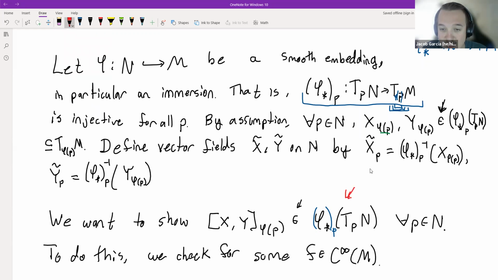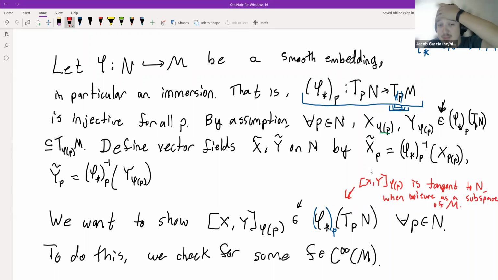This is shorthand for saying x, y at phi p is tangent to n when viewed as a subspace of M, right? That's what this entire condition here is saying, right?